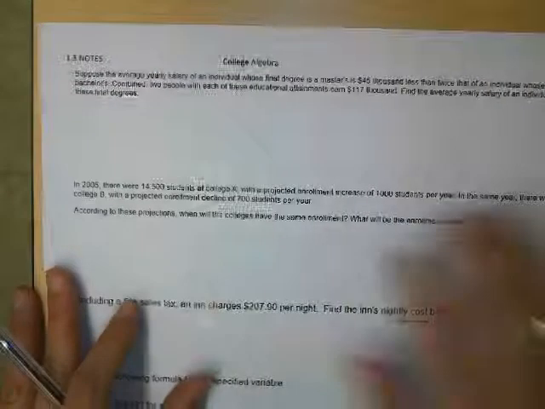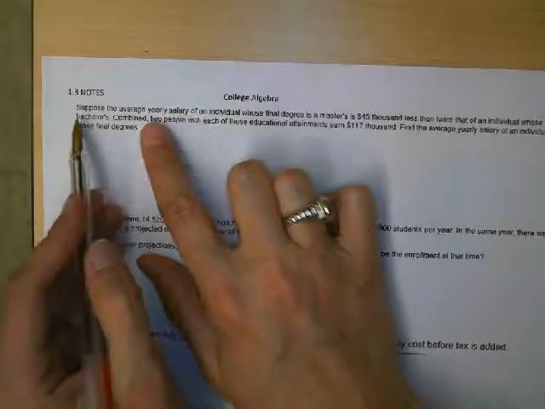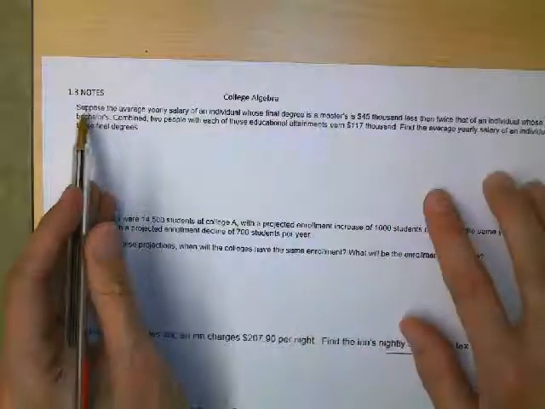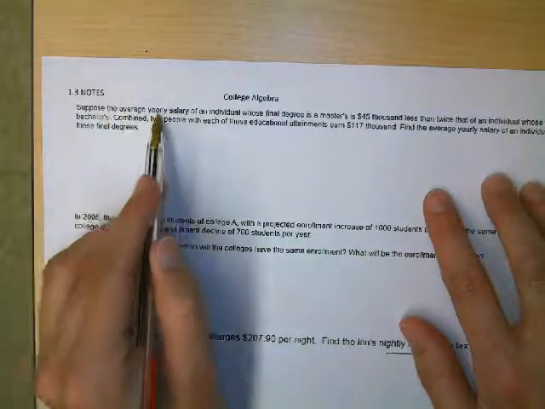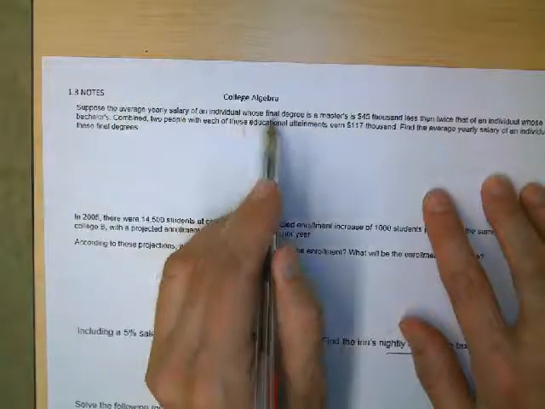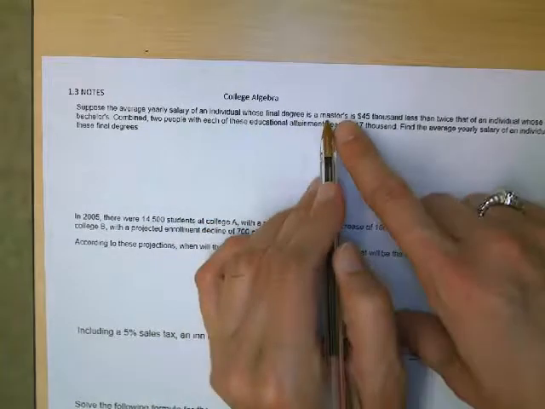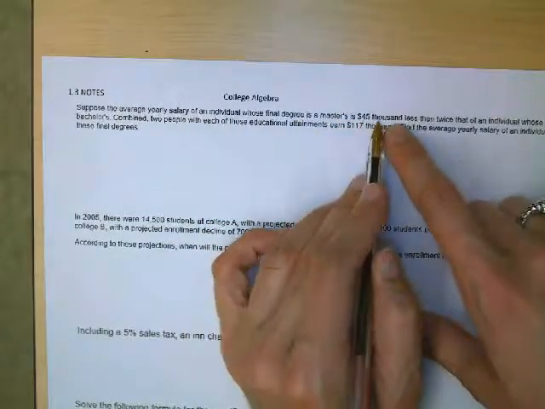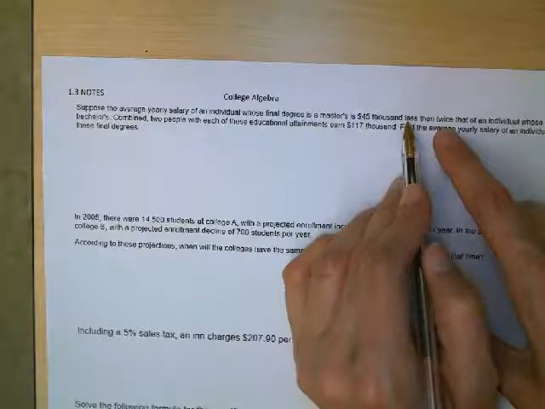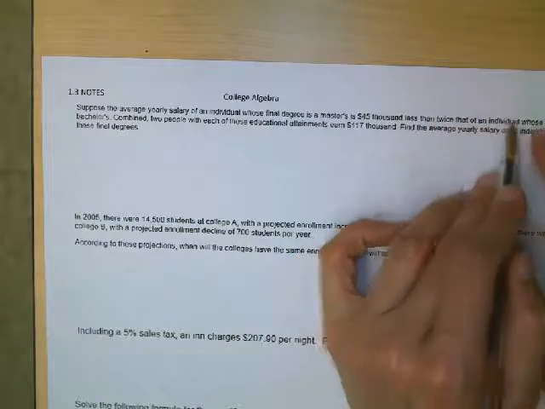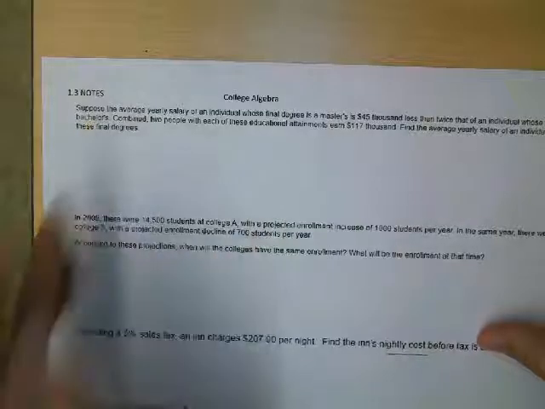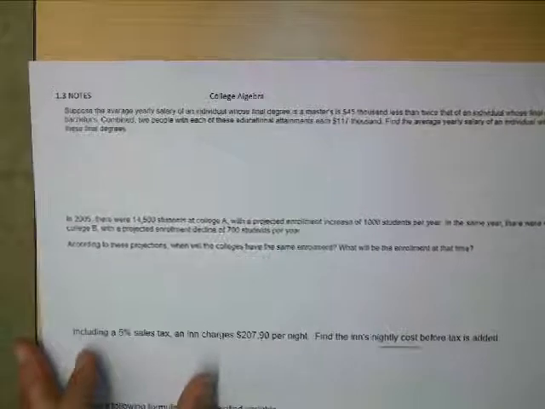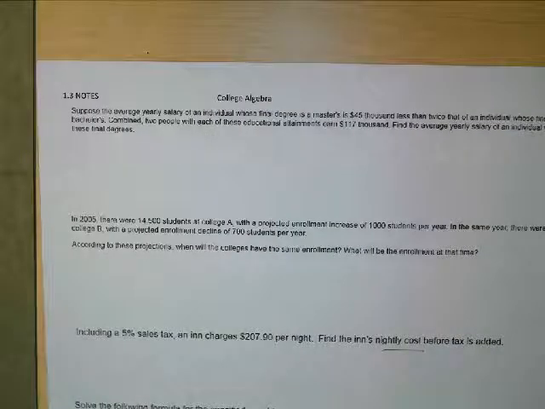All right, so I typed it out here so you have it right in front of you, but it says, suppose the average yearly salary of an individual whose final degree is a master's is $45,000 less than twice that of an individual whose final degree is a bachelor's. So sometimes these word problems, you really have to take your time, read through them carefully, and try to make sense of how I'm going to set this up. Because there's a lot of information here.